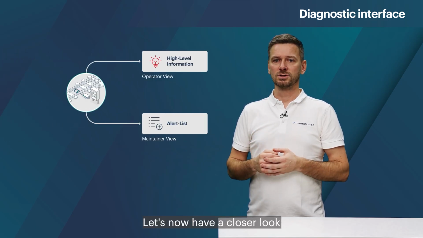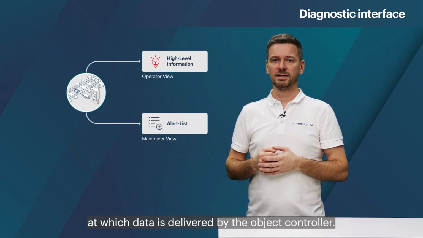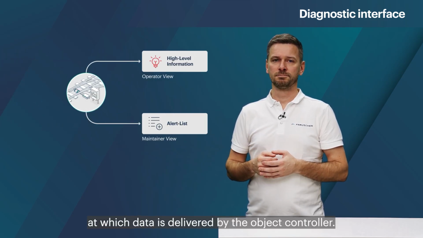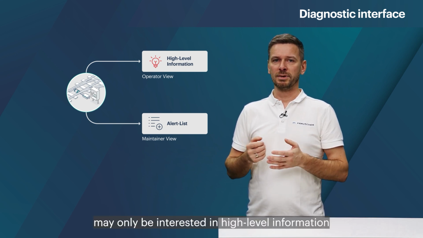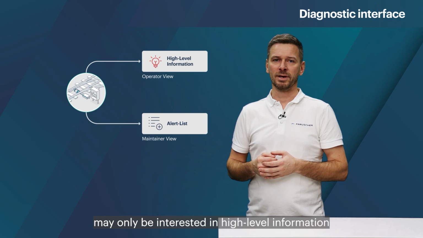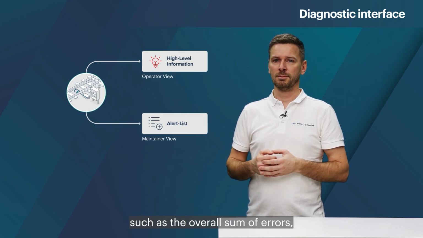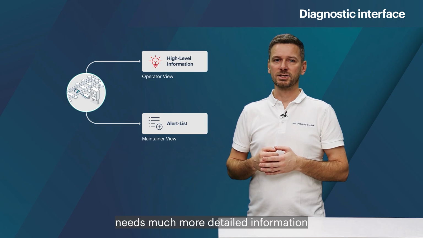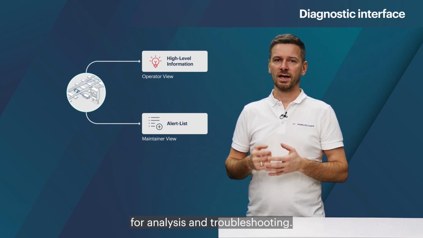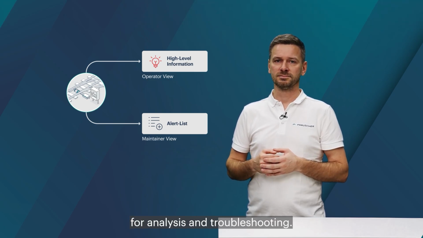Let's now have a closer look at which data is delivered by the object controller. For example, the operator may only be interested in high-level information such as the overall sum of errors, while the maintenance engineer needs much more detailed information for analysis and troubleshooting.